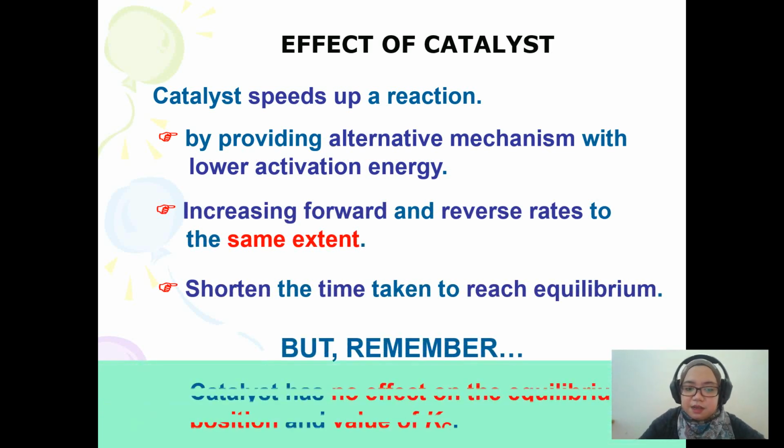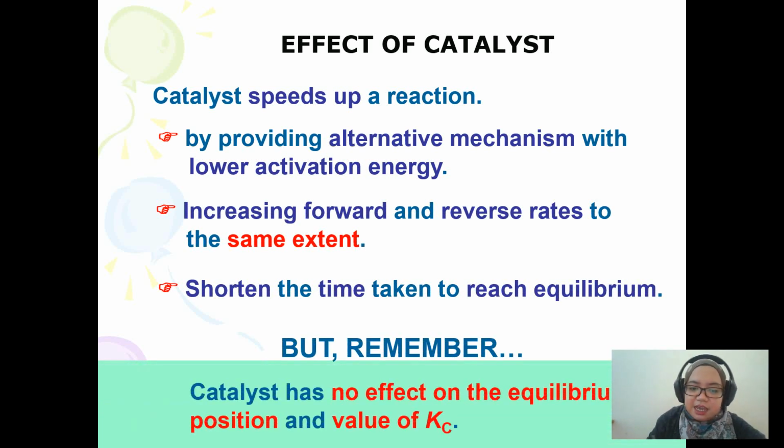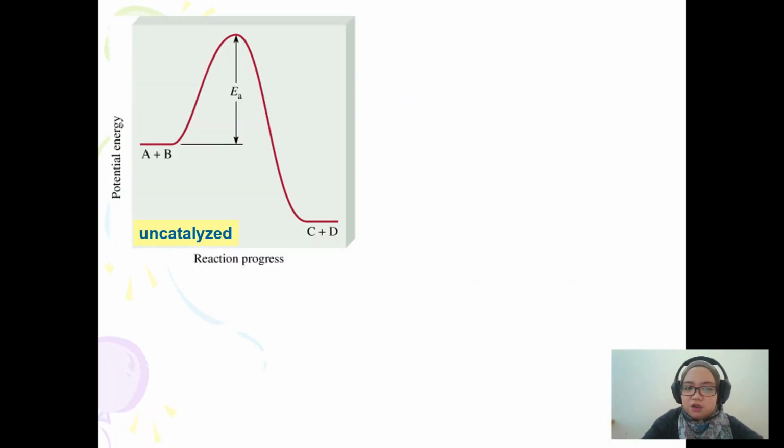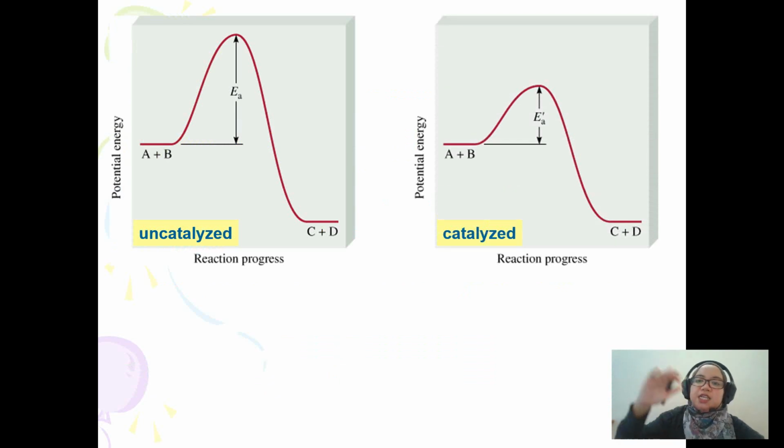But remember that catalyst actually has no effect on the equilibrium position and value of K. So, maksudnya dia tak effect langsung untuk equilibrium system. No changes at all. Okay, dia cuma lower the activation energy supaya dia boleh form product dengan cepat.